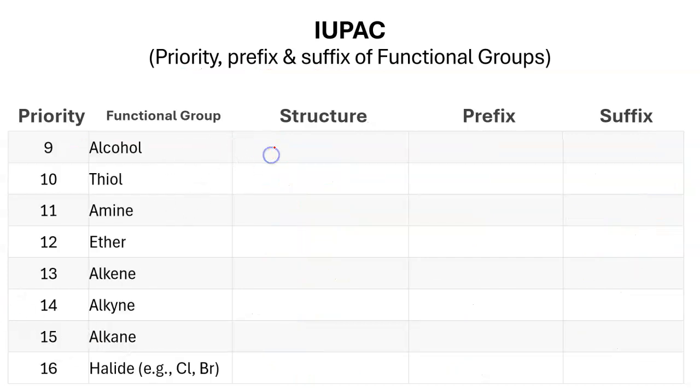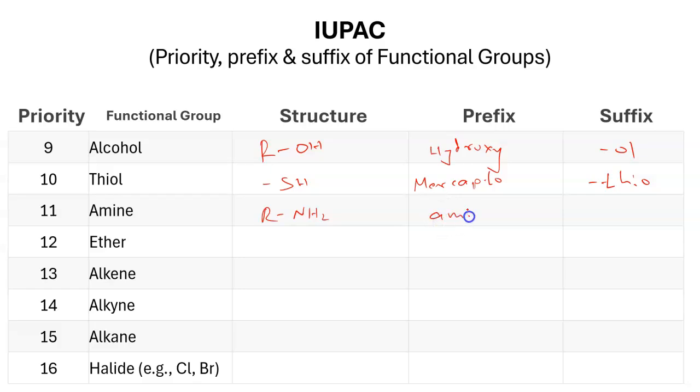The structure of an alcohol is ROH. In the prefix it is called hydroxy, and in the suffix it is called ol. Thiol is SH. In the prefix it is called mercapto, and in the suffix it is called thiol. Next is amine, RNH2, so it will be an alkyl amine, any kind of alkyl amine. In the prefix it is called amino, and in the suffix it is called amine.